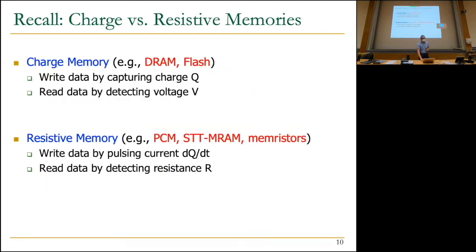So I also, at the end, discussed charge versus resistive memories.